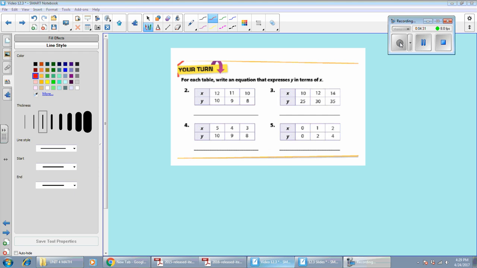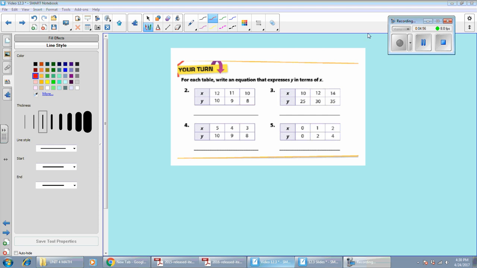Okay, so this is what we would like you to do. We would like you to press pause on this video and then work on questions 2, 3, 4, and 5. For each of the tables, we want you to write an equation that expresses y in terms of x. I'm actually going to do the first one with you, and then you can press pause, try the other 3, and then press play again to find the answer.